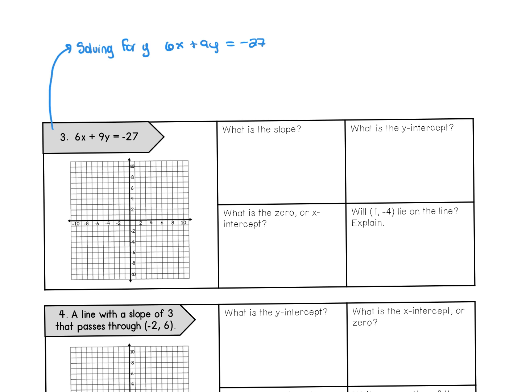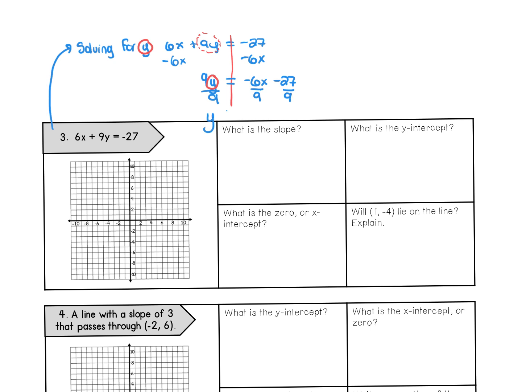If I want to solve for y, I'm going to circle the 9y. The 6x needs to move away from the 9y by subtracting it. 9y equals negative 6x minus 27. Remember, I'm solving for y, so circle the y, and I have to divide everything by 9.